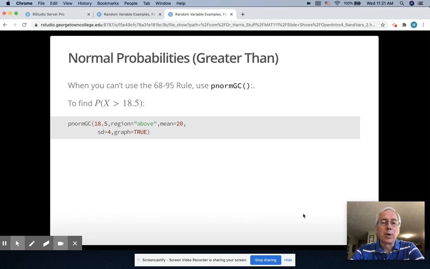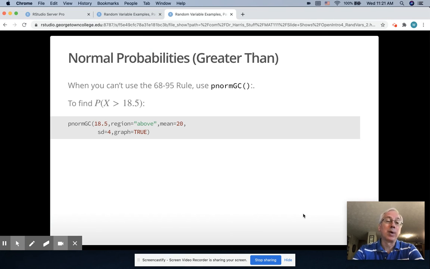So just a couple more things before we stop the slideshow, break it off into 2 parts. The RStudio command that we're going to use to find probabilities for normal distributions is pnorm. Not all the numbers fall nicely being 1, 2, or 3 standard deviations away. We have plenty of other numbers that we can work with.